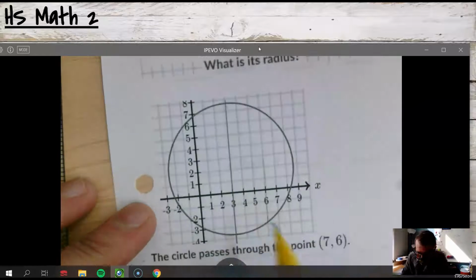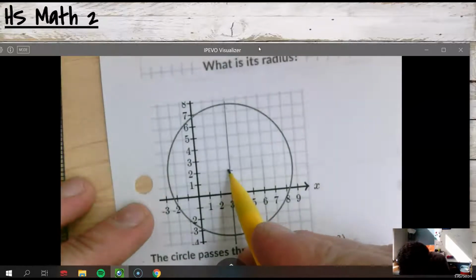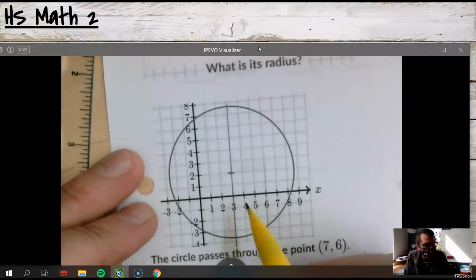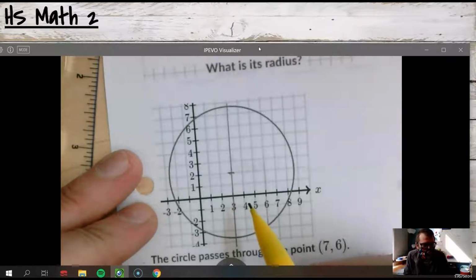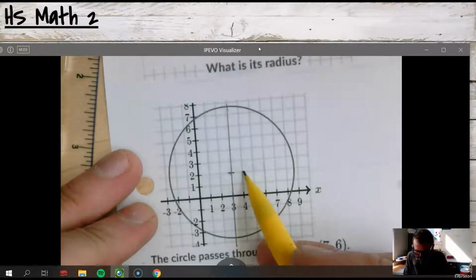Okay, so count. So if I pick a point here, what? Are you laughing at me saying count? Isn't that the obvious thing to do though? Yeah, you're right. But not to everyone necessarily.